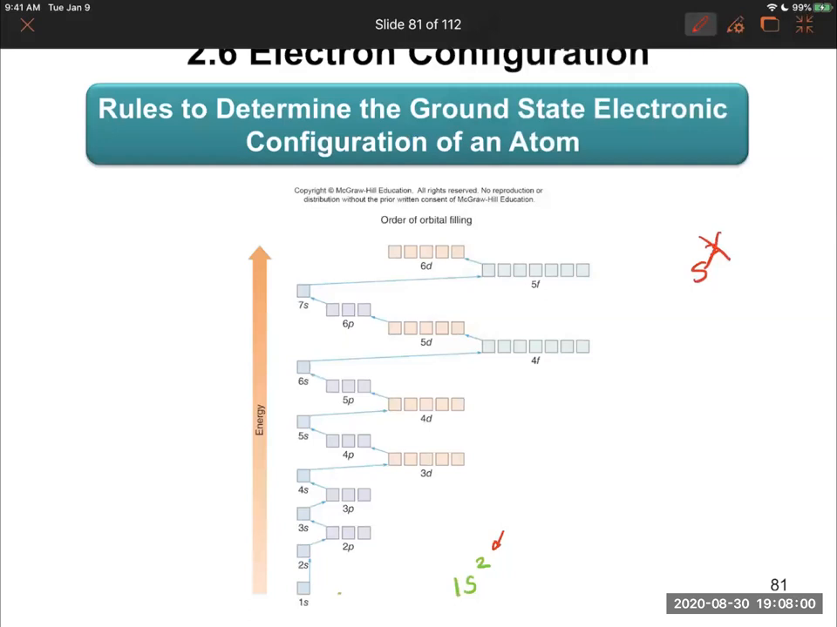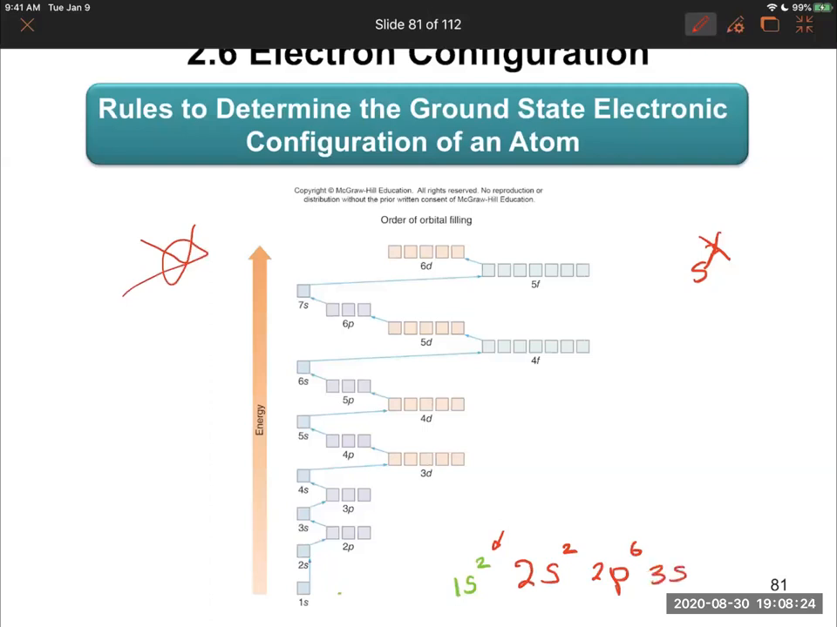Then you go here. The arrow is telling you where to go. 2s, you're not going to have this table, so you need to know how to memorize it. 2s2. Then once that is filled, you go to 2p, and remember in p you can only put 6. Then you go to 3s.